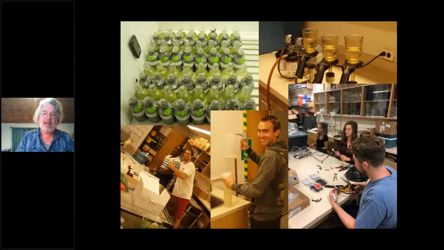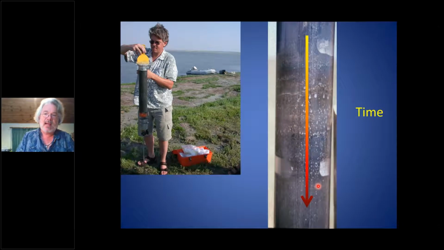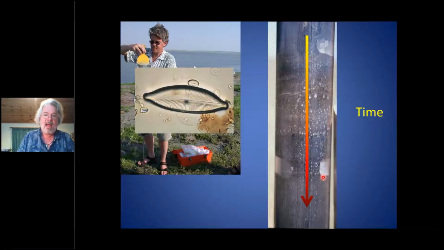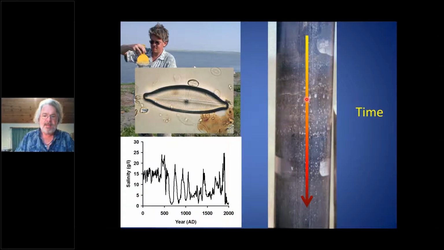We also use the sediments, as I said, to go back in time, using the law of superposition, which is deeper is older, basically. In the sediments, you'll see little remains, fossils of different algae. Here's a diatom that's very common in many prairie lakes. You can look through the different layers in the lake and use these changes in species composition to tell us about historical changes in water quality.